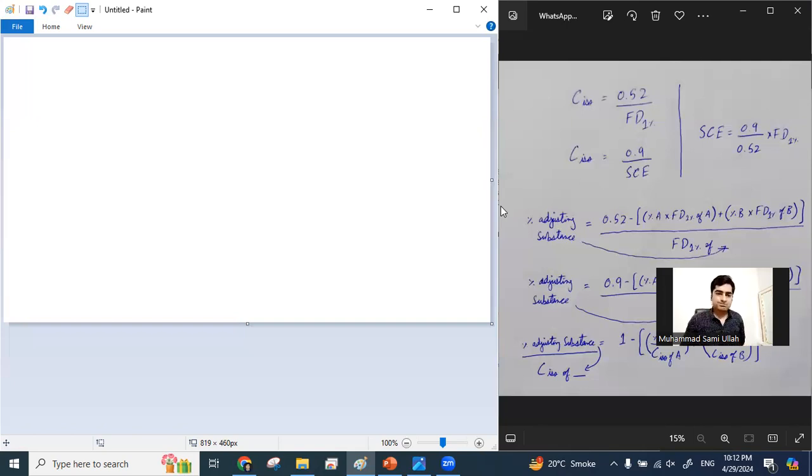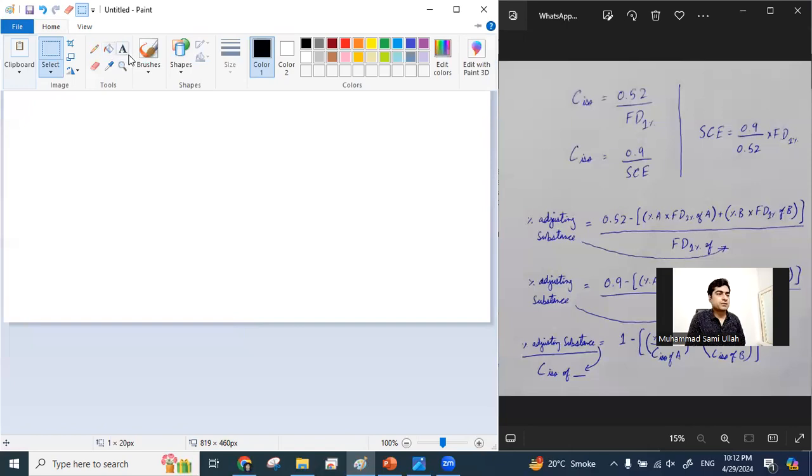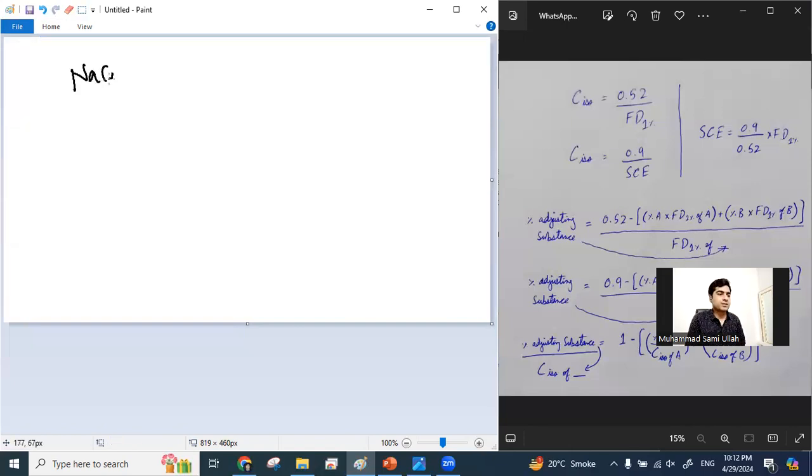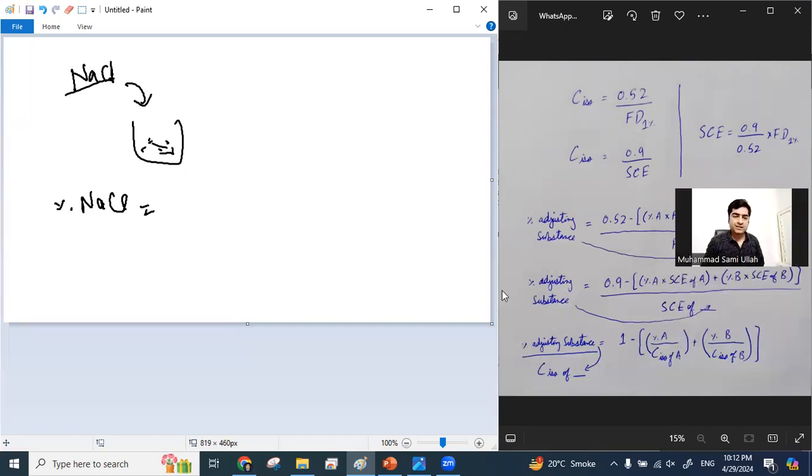Now what's happening here? This is very simple. Percentage adjusting substance. Adjusting substance means the substance we have added in some solution. For example, NaCl is added in a solution. So this NaCl is here. Percentage adjusting substance. So we'll say NaCl is equal to, now if the values of FD1 are given, then we will be using this formula. If the values of SCE are given, we will be using this formula. If the values of CISO are given, we will be using this formula.